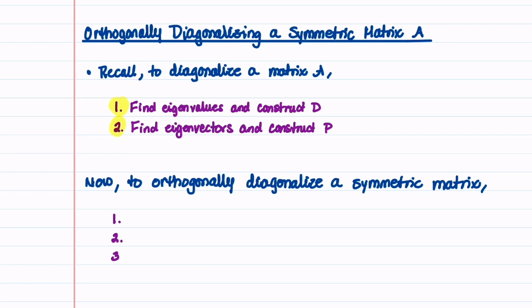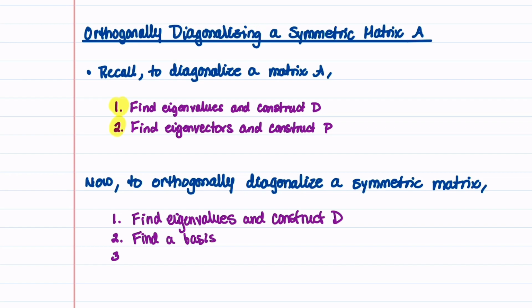To orthogonally diagonalize a symmetric matrix, there are three steps that we're going to have to follow. The first step is the same as the first step above. We're going to find the eigenvalues and construct D. The second step is we're going to find a basis for each eigenspace of A.